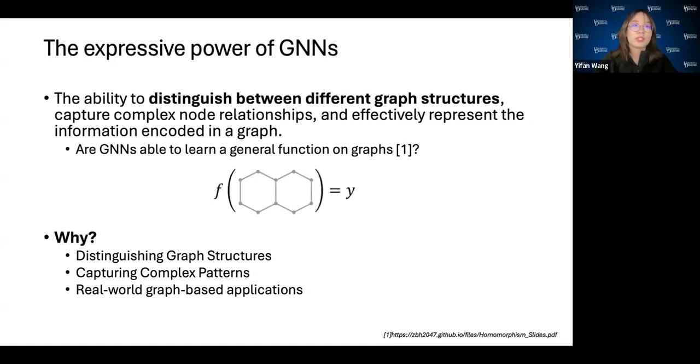So why do we need to do research on the expressive power of graph neural networks? Because this is important for distinguishing graph structures and capturing complex patterns in graphs. And this advantage can generalize into real-world applications like molecules for drug discovery or patterns in social networks.